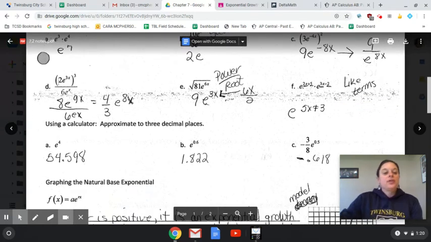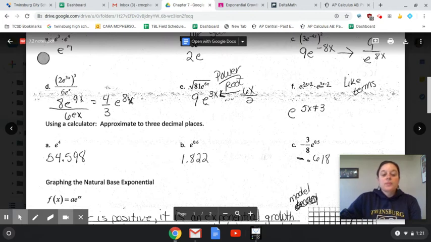For D, you're going to take 2 to the third power, so 2 times 2 times 2, which is 8. And then you're going to multiply your exponents together to get 9x. Bottom, you don't have to do anything with it right away. You're then going to reduce the fraction, so 8 divided by 6 reduces to 4 over 3.